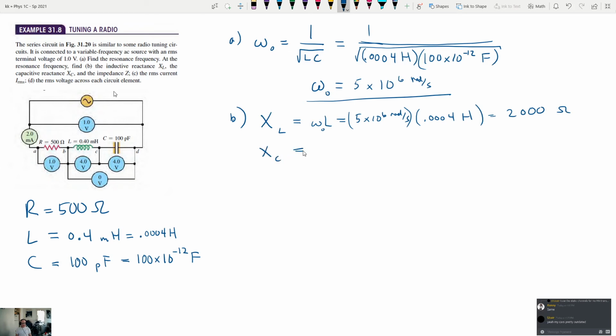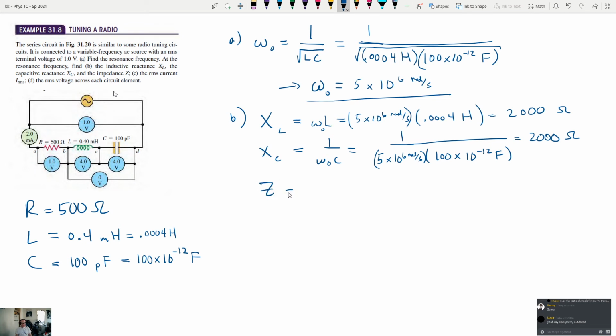Pretty sure you can get the exact same answer for XC. You almost have to. That's the whole point of doing this. So now XC should be equal to 1 over omega naught times C. So that's going to be 1 over 5 × 10⁶ multiplied by 100 times 10 to the negative 12. Okay, so this is like 1 times 10 to the negative 10, 6 minus 10 is negative 4, 5 times 10 to the negative 4, and 1 over that would be 2,000. Does that make sense? Mm-hmm. They have to be the same, because if you're at the natural frequency, they're equal to each other. That's the whole point.